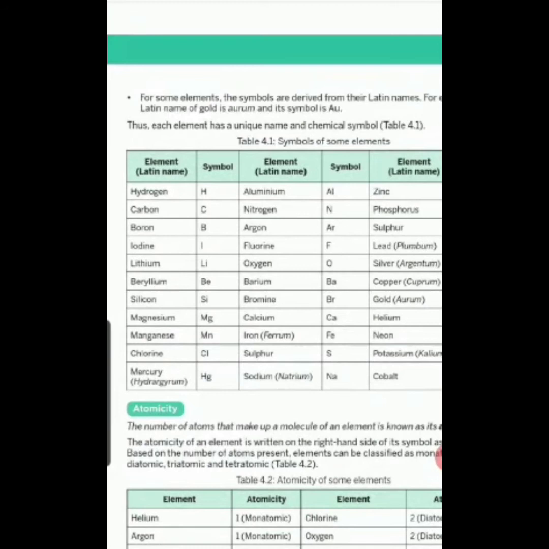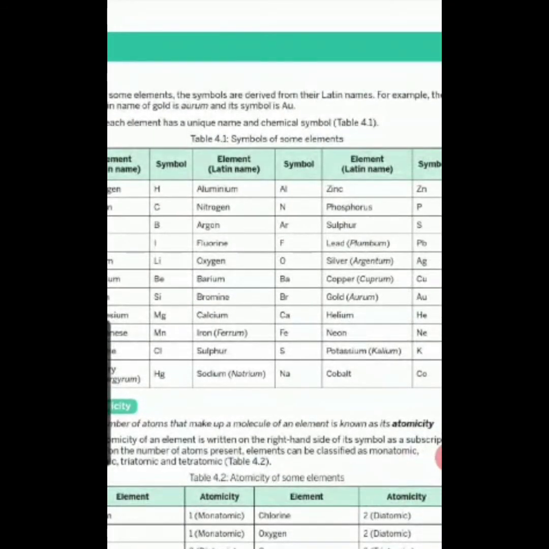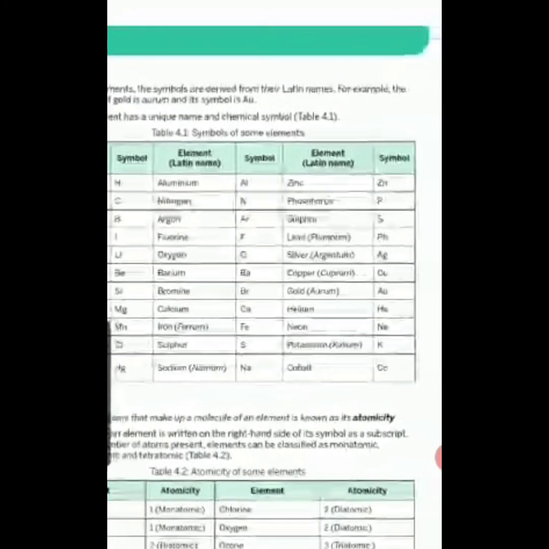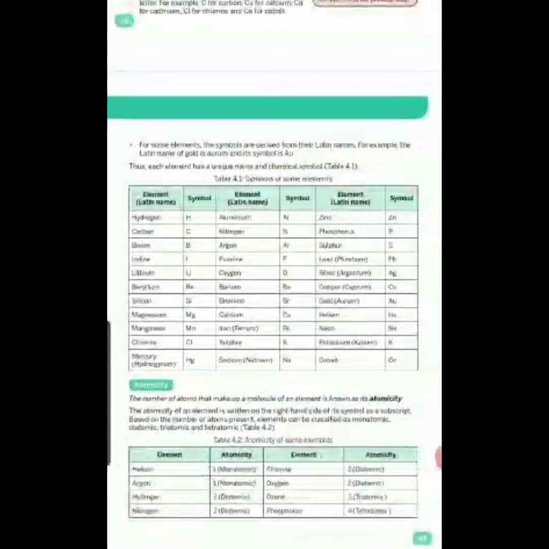Silicon Si, magnesium Mg, manganese Mn, chlorine Cl, mercury Hg, aluminium Al, nitrogen N, argon Ar, barium Ba, bromine Br, calcium Ca, iron Fe, sodium Na, zinc Zn, phosphorus P, sulfur S, lead Pb, silver Ag, copper Cu, gold Au, helium He, neon Ne, potassium K, cobalt Co. So you can see the elements having unique names and their chemical symbols also.